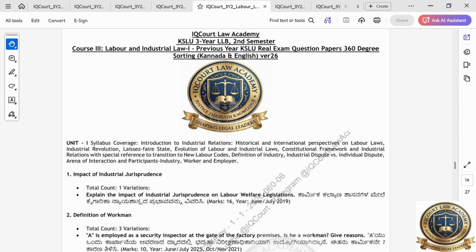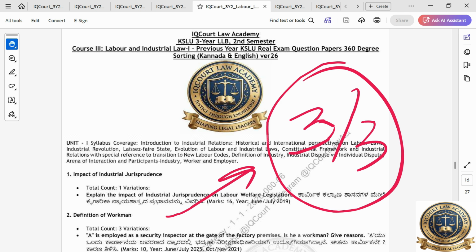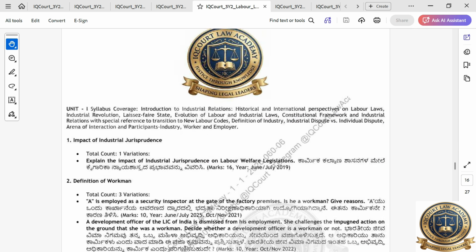Also problems. In all the past exams, students are getting 3 out of 3 problems from IQCourt Law Academy study materials only. Let us start. Let's see the first important question.